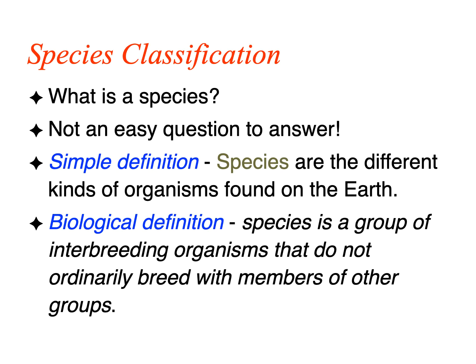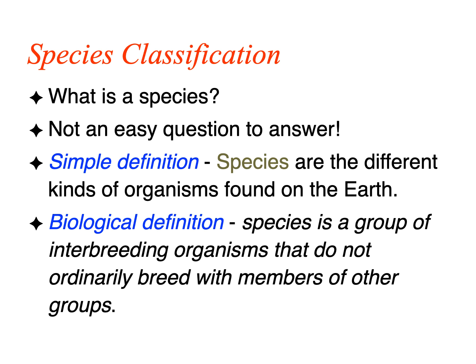So let's talk more about species classification. What is a species? Not an easy question to answer. Simple definition: species are the different kinds of organisms found on the Earth, and they're different because they have different genetics, which results in different adaptations and characteristics.